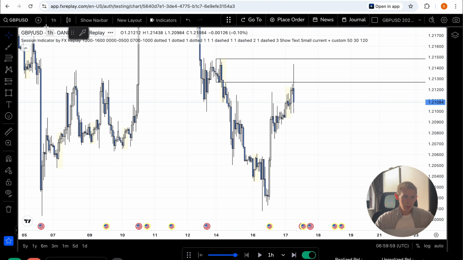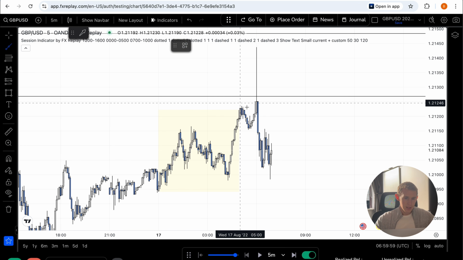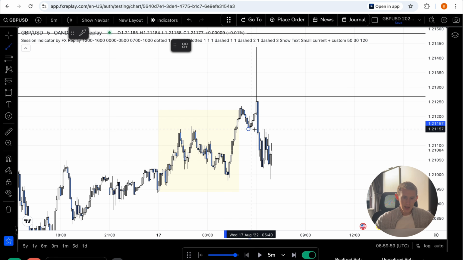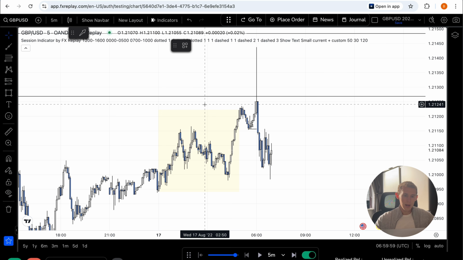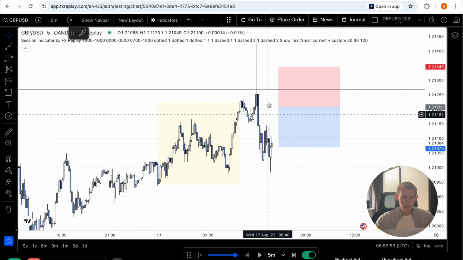All right, cool. So we've had a wick into the area. We've had our M5 change of character already. You can see very nice wick out of previous highs. Change of character. London Open has also swept Asia high, which is quite nice. And we've got this area of supply.